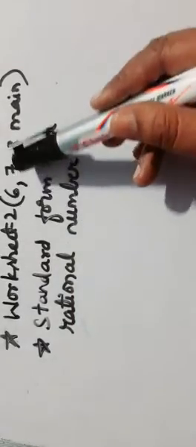Children, in this way, we have finished worksheet number 2, 6th, 7th and 8th main, and also we have discussed about the standard form of a rational number with some examples. Hope you have understood well in this session, children.